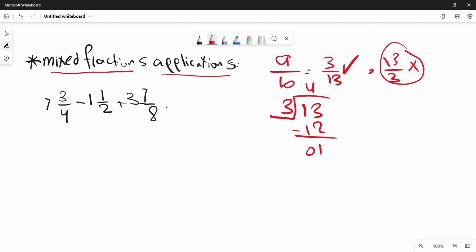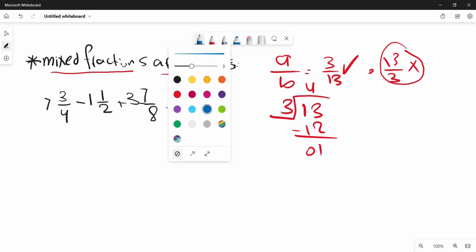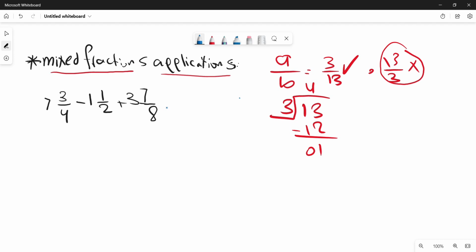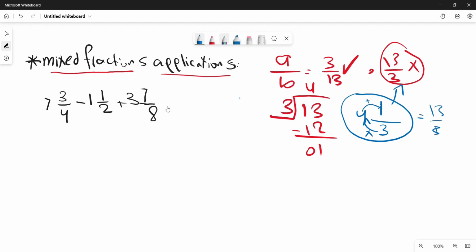How do we change this to a mixed number? It's very simple. We take the remainder, write the remainder, make a line, then put the 3, and then put the 4 here. How do we know that this whole thing is the same as this? We take this 3 times 4, which is equal to 12, and then plus this value, it's equal to 13 over 3. So we have the correct mixed number.